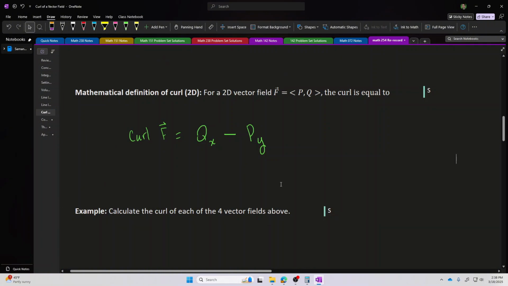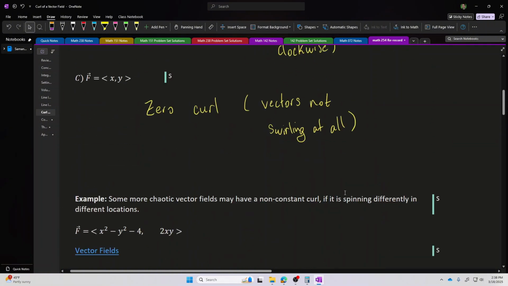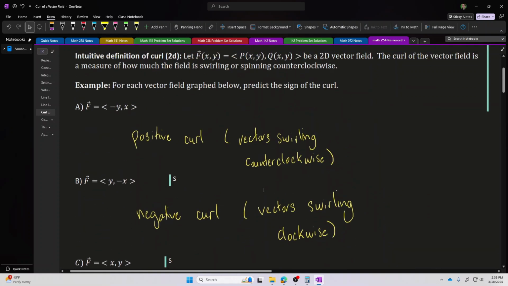Let's test this formula on the four vector fields that we studied graphically earlier in the lesson, and let's see if this formula makes sense based on the sign of the curl that we expected to get based on the picture.